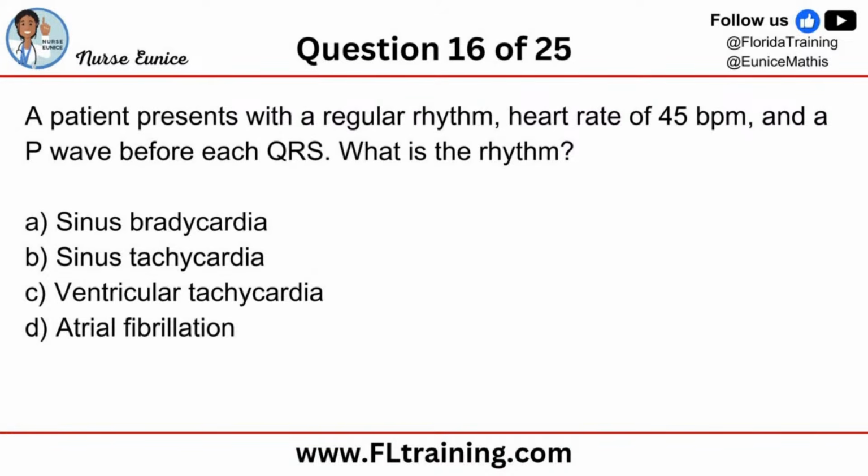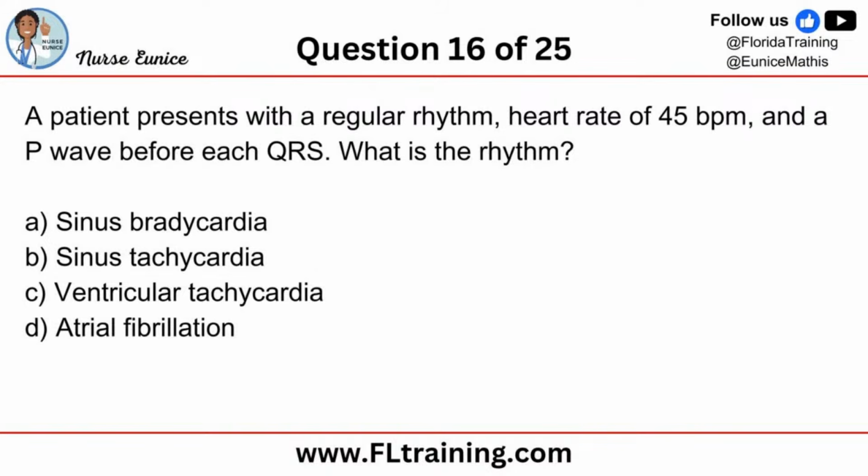Question number 16. A patient presents with a regular rhythm. That means there's a P wave. When we say regular, that means a P wave is there. The heart rate is 45 beats per minute and a P wave before each QRS complex. What is the rhythm? Is it A, sinus bradycardia, B, sinus tachycardia, C, ventricular tachycardia, or D, atrial fibrillation? I think everyone's going to get this one right.